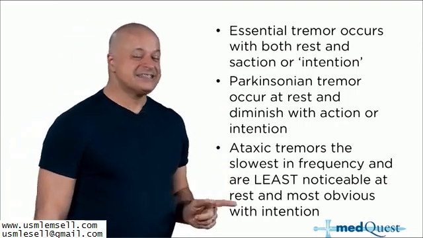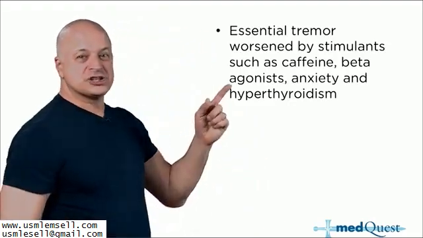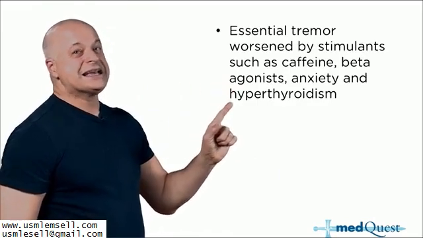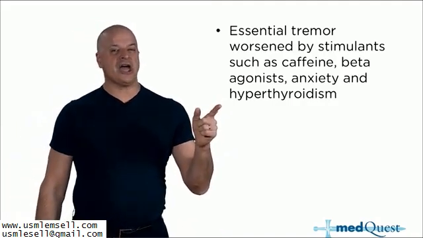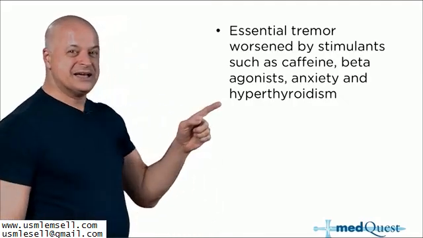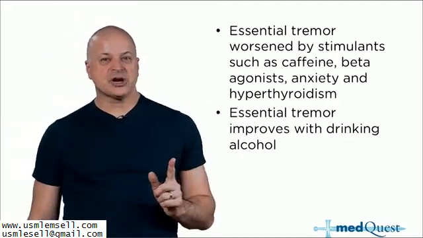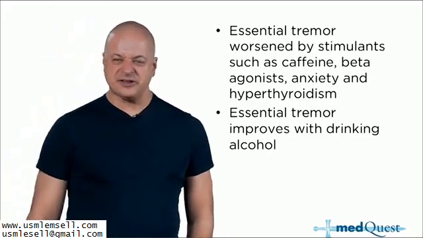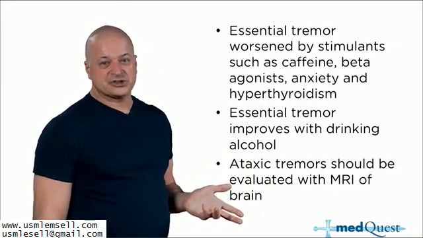Believe it or not, ataxia is actually least noticeable at rest, because it only happens when you reach for things. That's when ataxia is the problem. Essential tremor gets worse with all stimulants, including hyperthyroidism, because remember that hyperthyroidism involves beta stimulation. Now, essential tremor, is it true that you can stop your hands from shaking by having a drink of alcohol? The answer is yes.